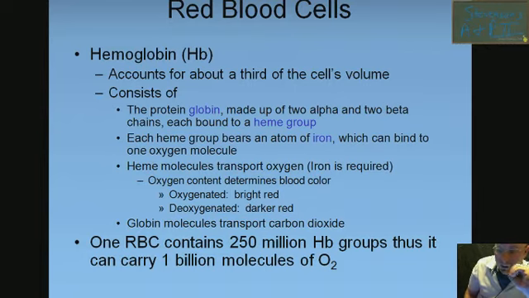Okay, globin molecules will then transport carbon dioxide as well. The carbon dioxide, remember, is on its way out for the most part, but it does play several important roles while it's in the body as well. Okay, and one red blood cell contains 250 million hemoglobin groups. Thus, it can carry 1 billion molecules of oxygen. That's one red blood cell.